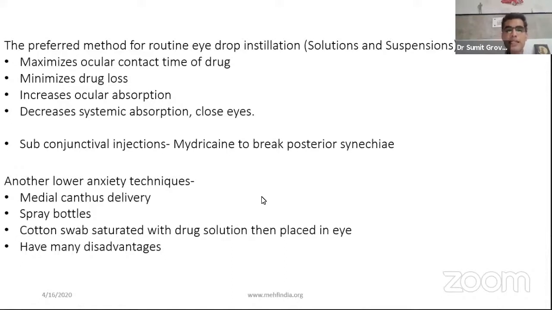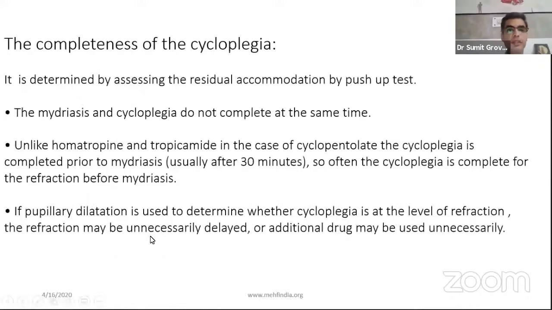Other low anxiety techniques are medial canthus delivery, where we put the drop into the medial canthus of the anxious patient and tell the patient to blink so that the drop spreads. Spray bottles, unfortunately, are not available commercially in India. Cotton swabs saturated with the drugs. But these methods have some disadvantages, like you cannot meter the dose, and the wastage of the drug is very high in these low anxiety techniques.